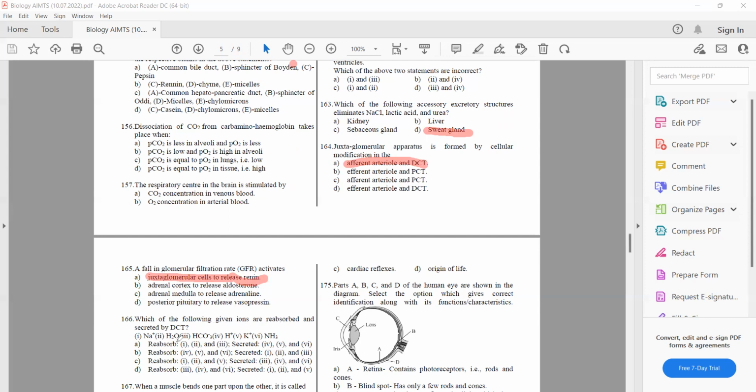Which of the following given ions are reabsorbed and secreted by DCT? So when we talk about the ions which are reabsorbed, sodium is reabsorbed and water is also reabsorbed and HCO3 is also reabsorbed. And H plus, K plus and ammonia, they are actually secreted. Okay, it is option A, which is the right one. So there will be a conditional reabsorption of sodium and water that takes place in the DCT, and also a reabsorption of HCO3.